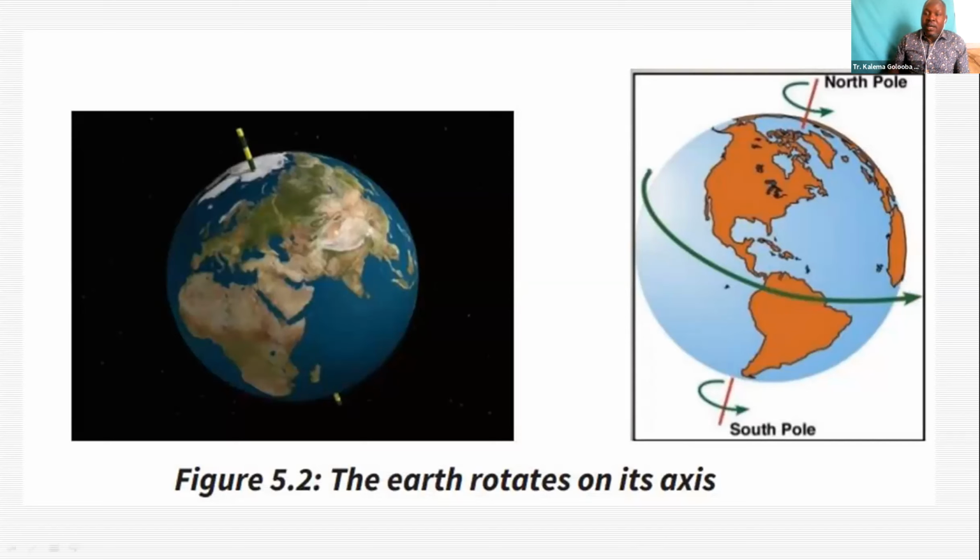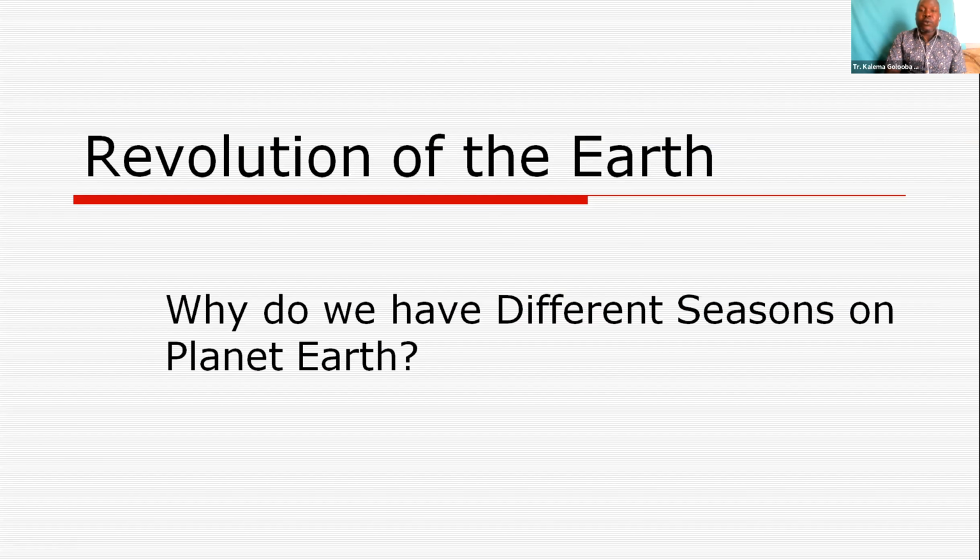You can see how it is spinning, and then we are also seeing that it is tilted at an angle. So the Earth is tilted, the axis is tilted. This is important in the next sections as we talk about seasons. So in today's lesson, we'll focus on the revolution of the Earth. What is the question we shall be answering today?